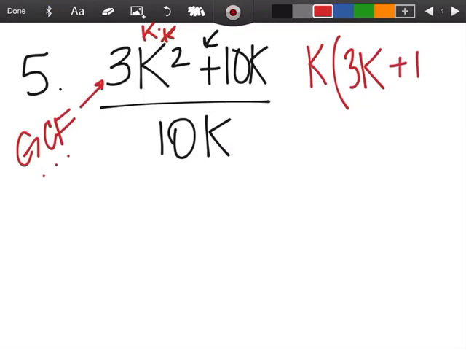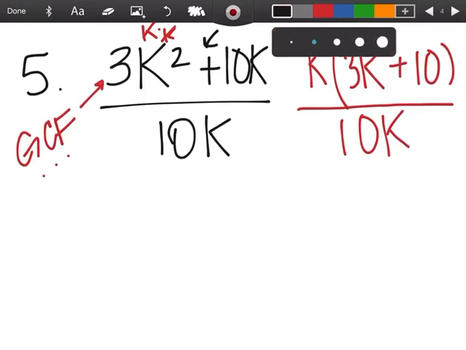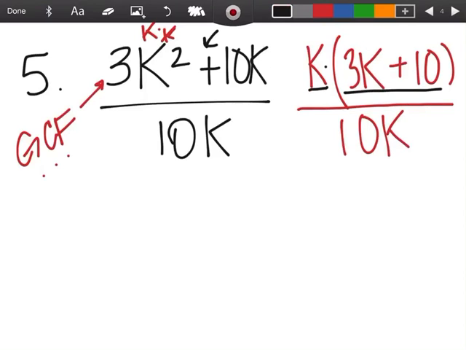In the second term, I'm going to factor out the k, so I'm left with plus 10. In the denominator, I'm left with 10k. So now I'm looking at factors. The numerator has two factors, k and 3k plus 10. And what I need to recognize is that the denominator has two factors as well, 10 and k.